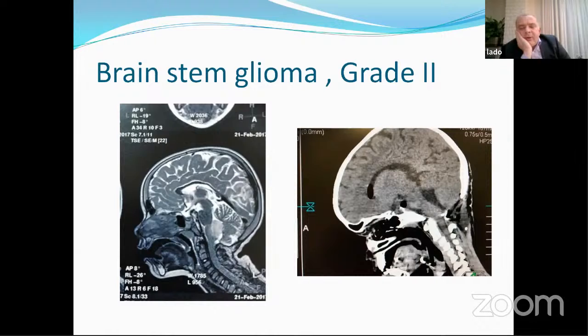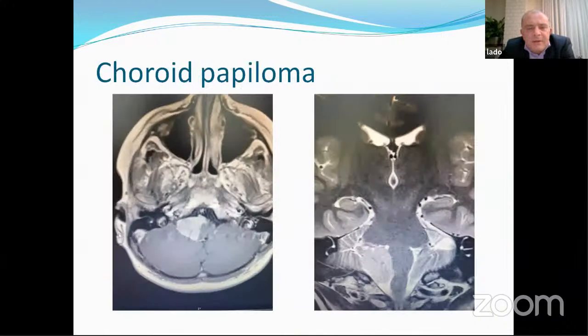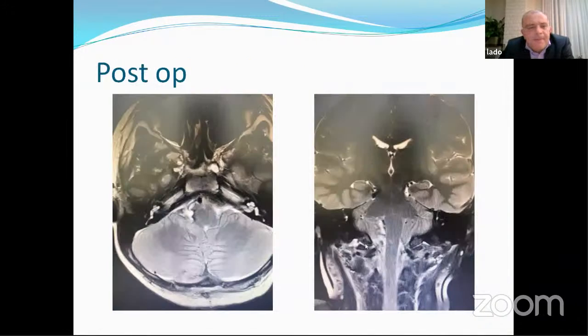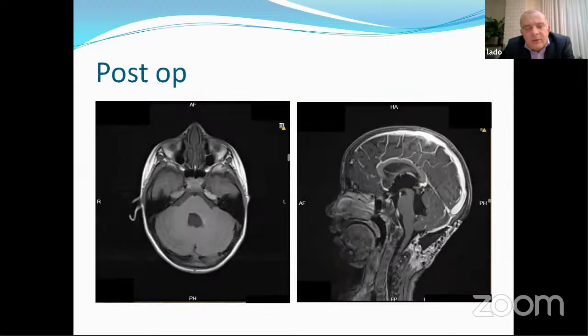This is a brainstem glioma. Because of the infiltrative nature, we cannot remove this tumor completely, and some part of the tumor was left on the brainstem, and subtotal removal was achieved in this case. This is a choroid plexus papilloma. Radical removal was achieved with preservation of cranial nerves. This is a postoperative scan. This is a large ependymoma, and gross total removal was achieved.